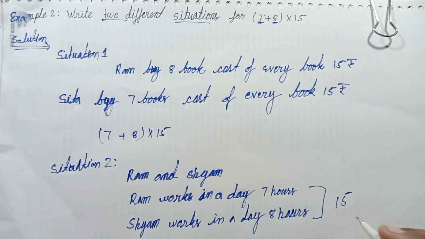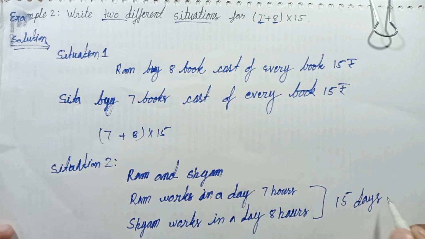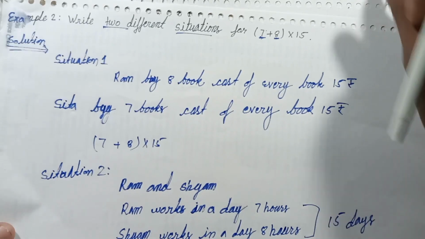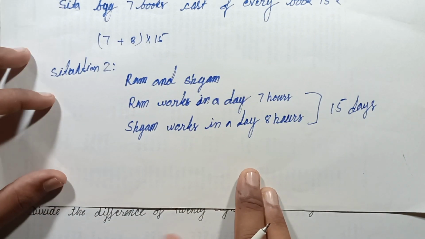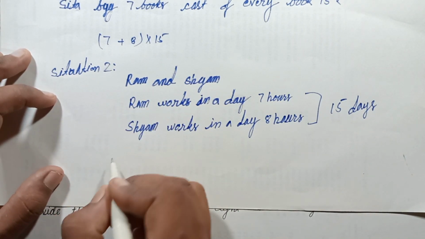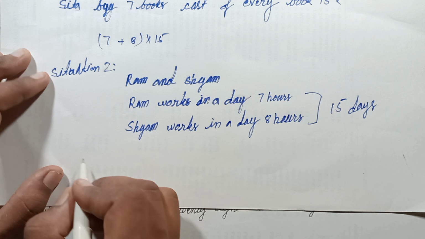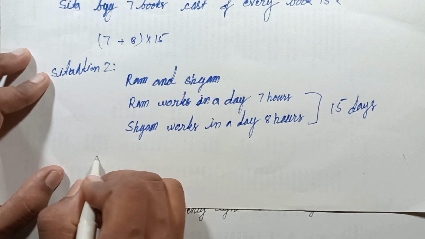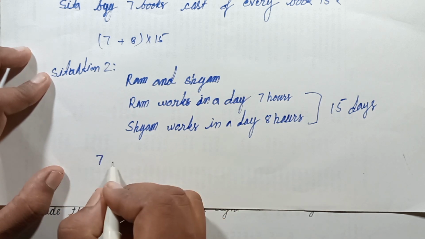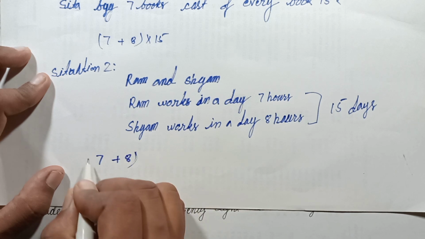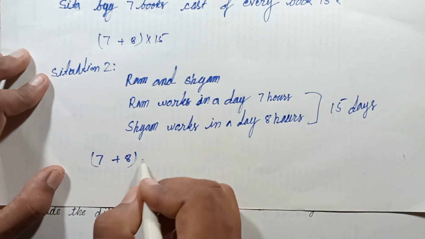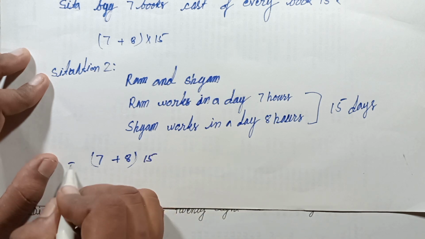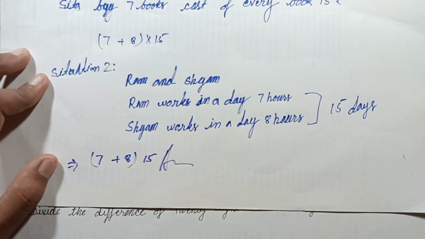Fifteen days work both. Both work, Ram and Shyam, 15 days. Work by Ram 7 hours, work by Shyam 8 hours, in 15 days. Write the situation second.